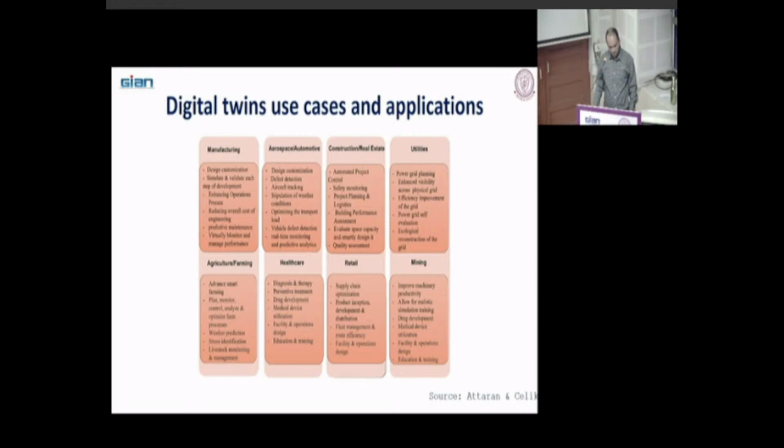Different steps of development, you can simulate each one. Predictive maintenance, virtual monitoring. Similarly, you can see aerospace, automotive, simulation of aerospace, automotive. Just now we talked about the Apollo 13 example, how they used the simulation to bring back those crew. Construction, real estate, project planning, logistics, utilities. So an important one is healthcare, diagnosis and therapy, preventive treatment.